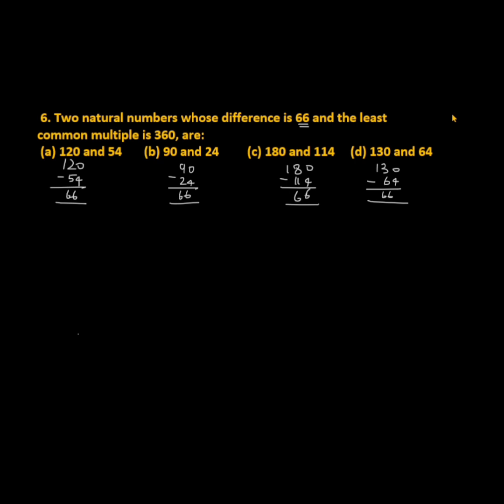The difference of these two natural numbers, we are getting 66. Now we need to find the multiple. Least common multiple is 360. So we have two ways we can find. One way, for option A, we can find the LCM of 120 and 54. What is the LCM of 120 and 54? Like this also we can check. Otherwise, to find the LCM, we can check whether 360 is the LCM or not, because they are asking the least common multiple. Otherwise, we can divide 360 by 120.